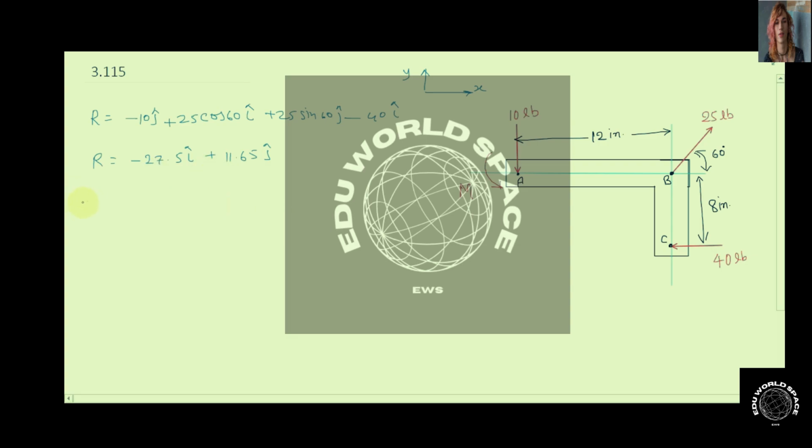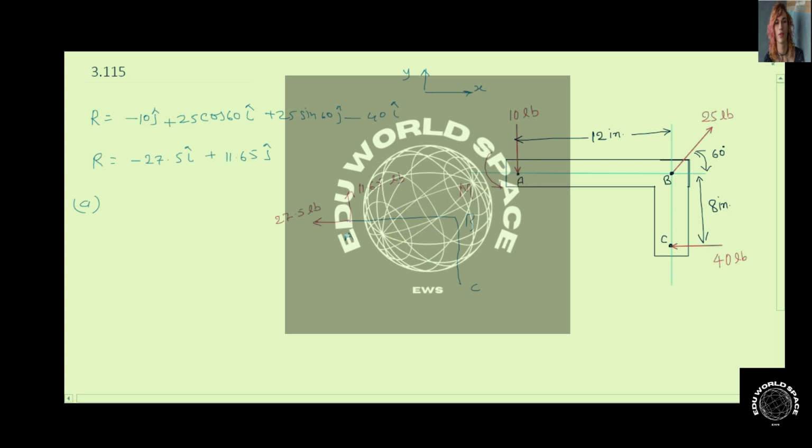Now according to the problem statement of part A, the equivalent force must pass through the point A. Let's say this is point A, this is point B, and this is point C. If the equivalent force is present at point A, we can draw the force vector here: the vertical component will be 11.65 pound and the horizontal component will be 27.5 pound. Since both of these are equivalent systems, the moment about any point should be the same.